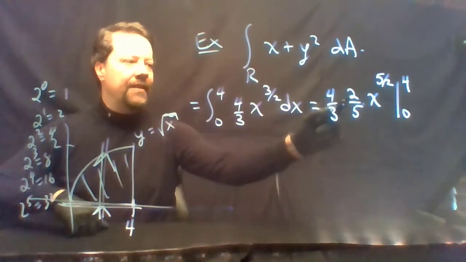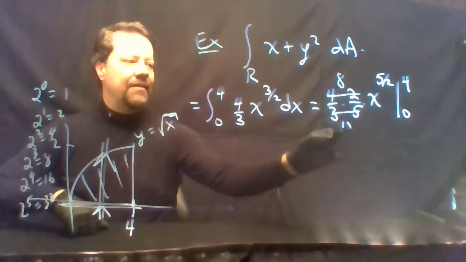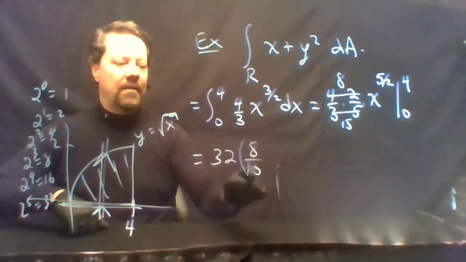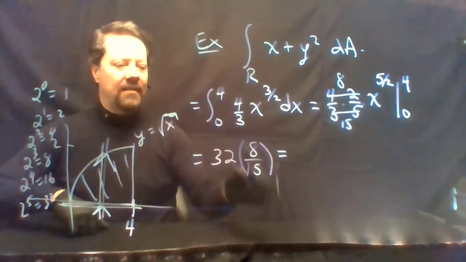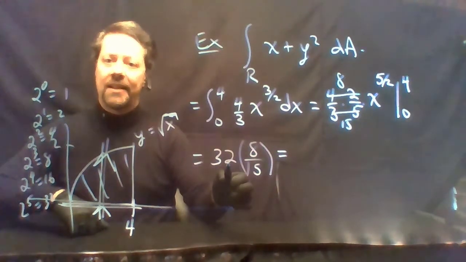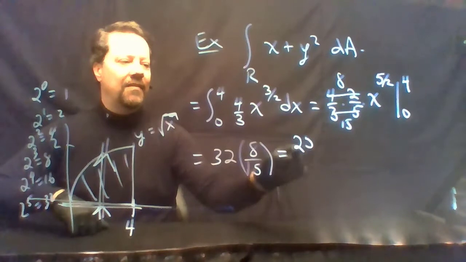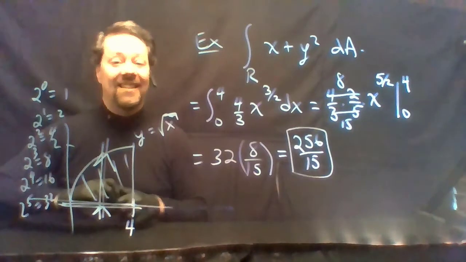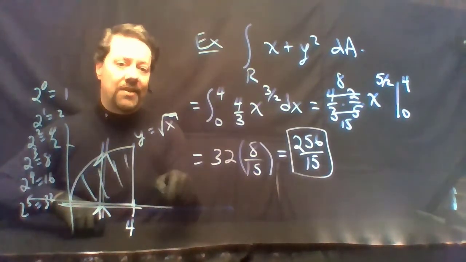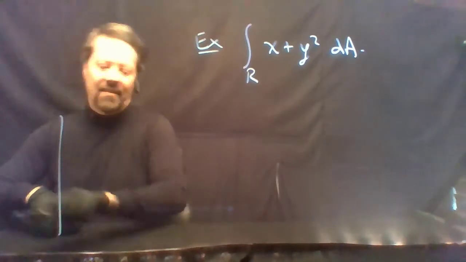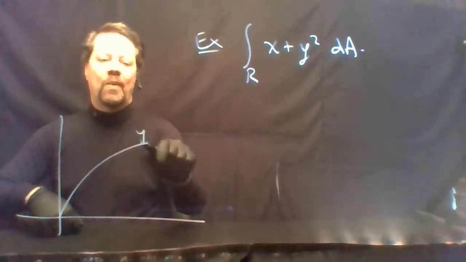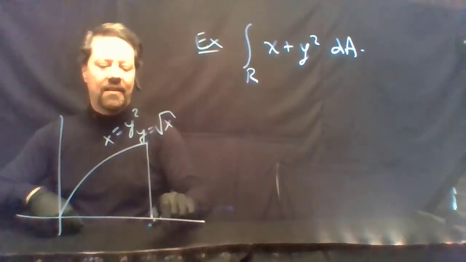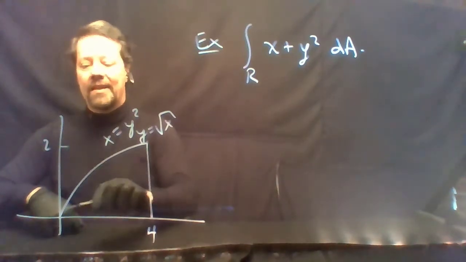We're going to have 32 times 8/15. This is 240 plus another 16 is 256 divided by 15. Let's try this using horizontal cross sections instead. Our region had y equals the square root of x, which is x equals y squared. Y is going to go to 2.